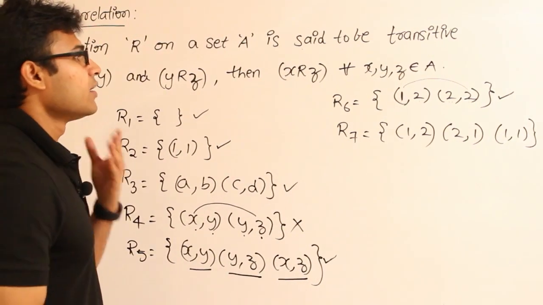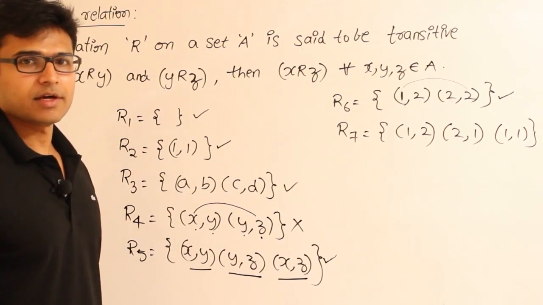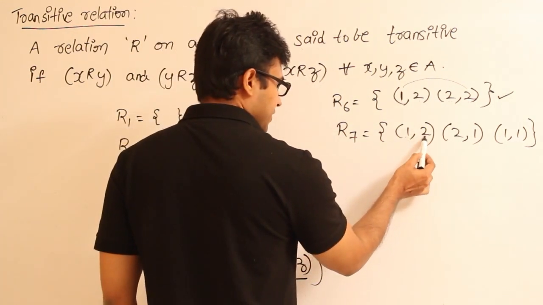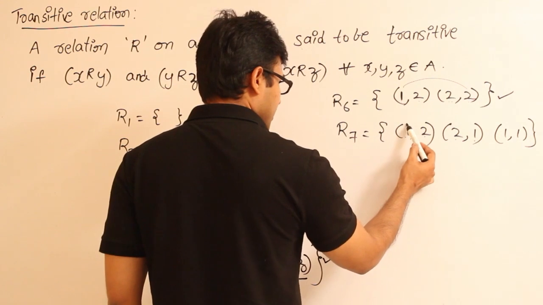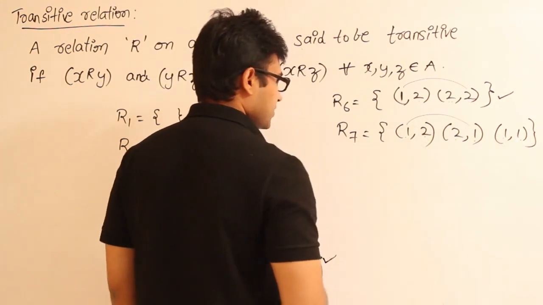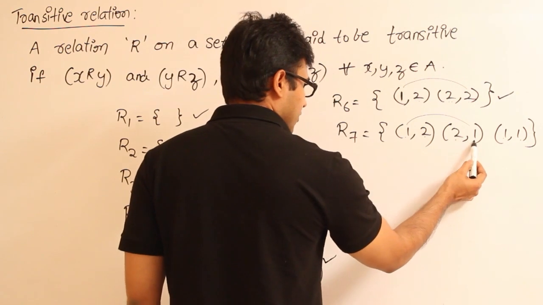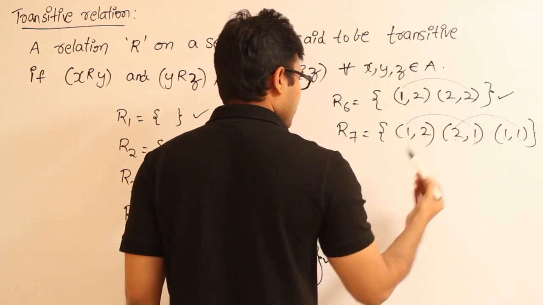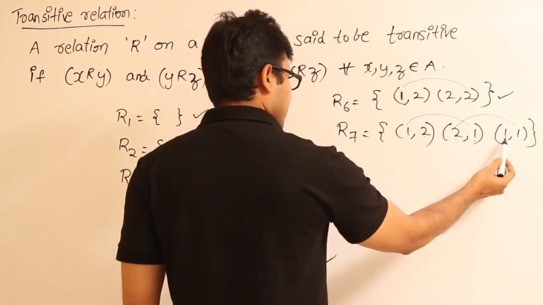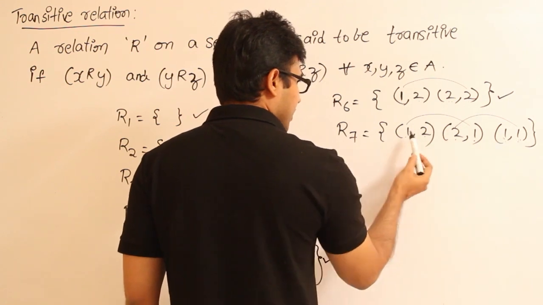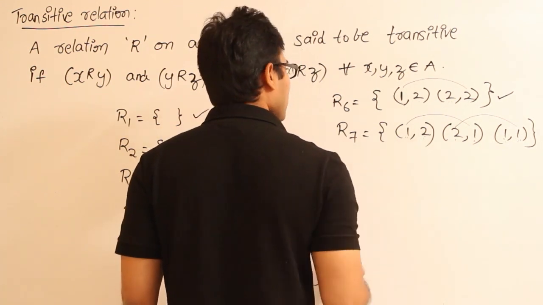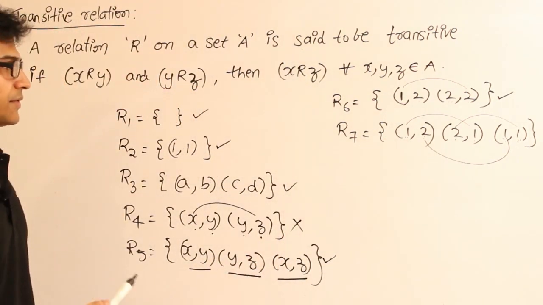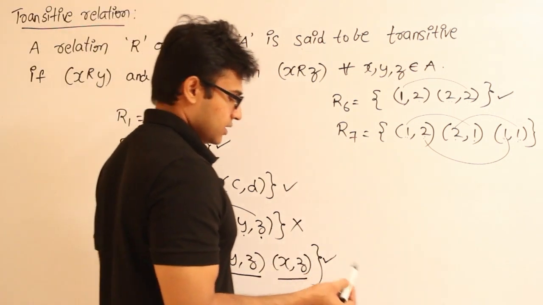So how can you test it? For every x comma y, y comma z pair, you should test for x comma z. See this, x comma y is present, y comma z is present. Now we should test for x comma z. Yes, it is present, right? Similarly x comma y is present, y comma z is present. If you test for x comma z, which is 2 comma 1, it is present, right? And now you can think of this one as x comma y, and we can think of this one as y comma z. Therefore x comma z is 1 comma 2, which is already present, therefore it is transitive, right? So like this you have to test each one.